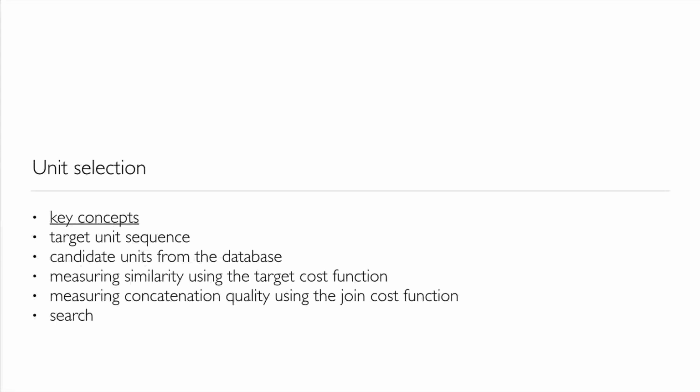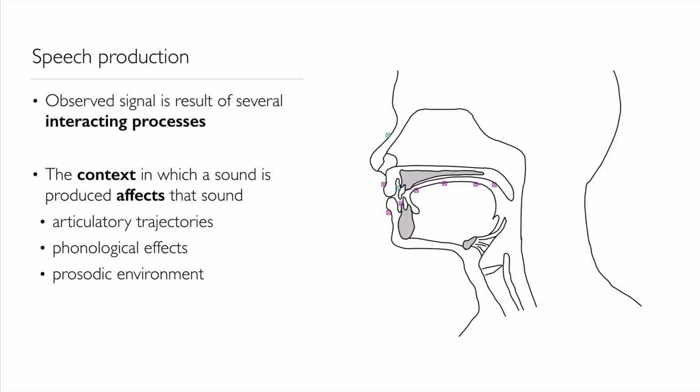Before we get into the method of unit selection speech synthesis, it would be a good idea to get some key concepts established. What motivates the method? Why does it work? And perhaps what its limitations might be. Let's go right back to how speech is produced.